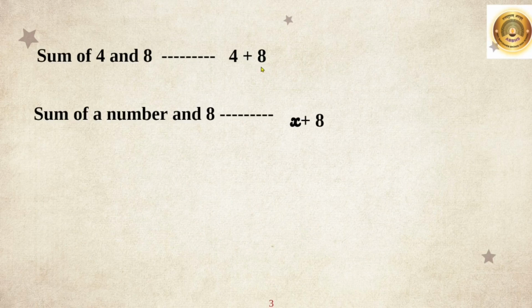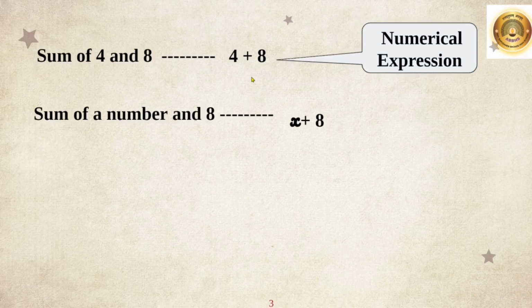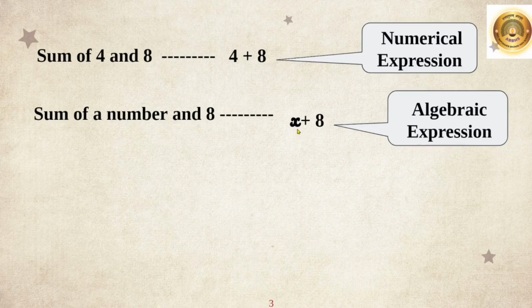Now both 4 plus 8 and x plus 8 are expressions. Since 4 plus 8 involves only numbers, it is called a numerical expression. And because x plus 8 involves a variable, it is called an algebraic expression.